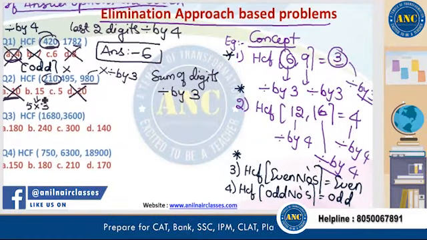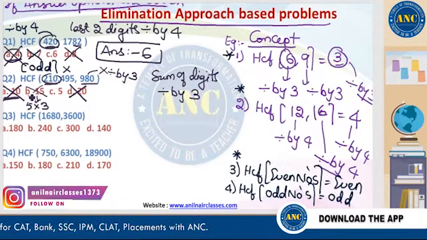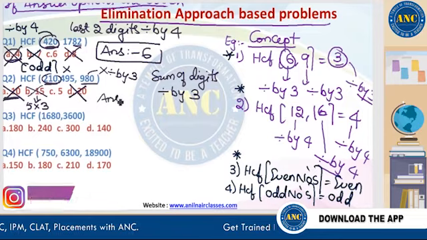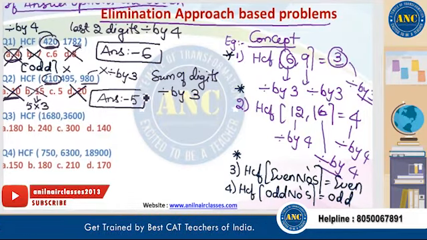That means, if it is not divisible by 3, how can it be divisible by 15? The answer for the second question is 5. I hope the idea is clear.